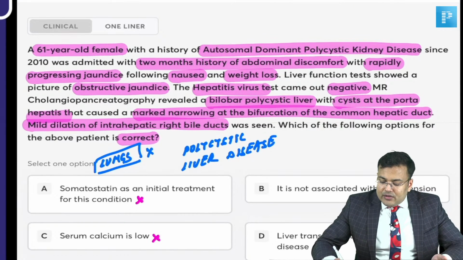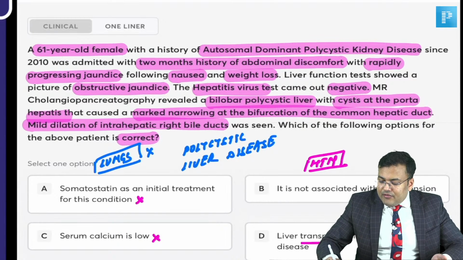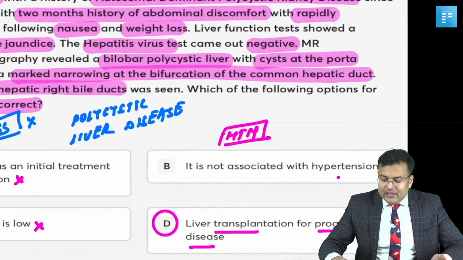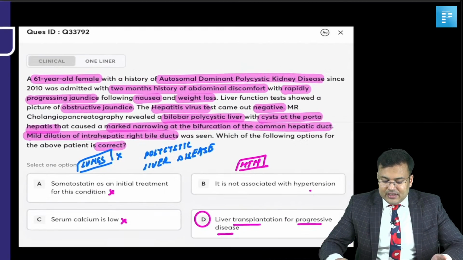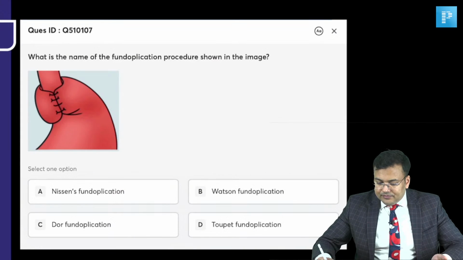You know what is the most common manifestation of ADPKD? That is hypertension. Liver transplantation, yes, for progressive liver disease. So if the patient is having progressive disease, obviously we go for liver transplantation. Correct answer is D.